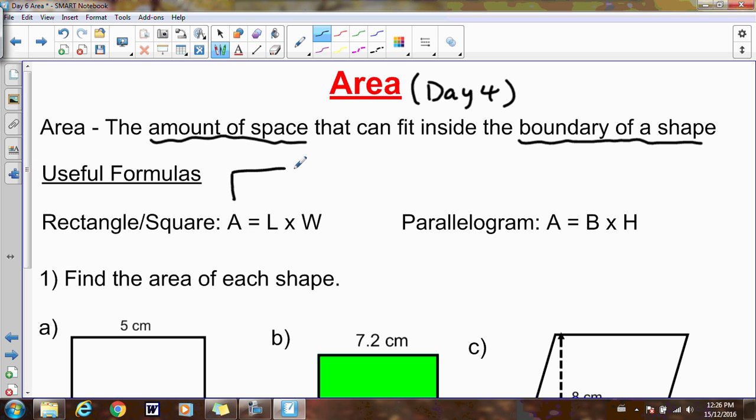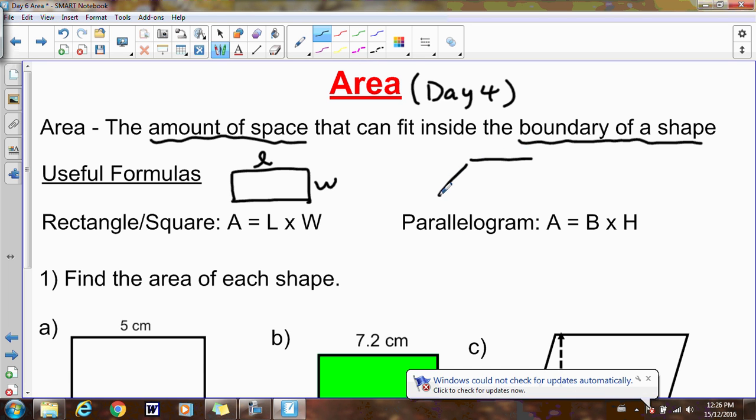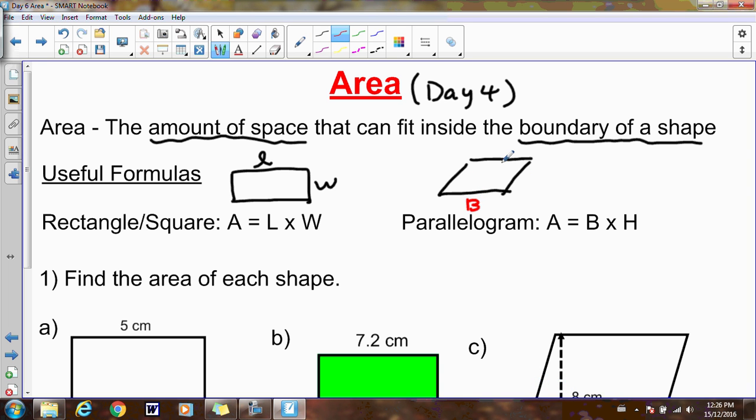The first one you already know is a rectangle. And to find the area of a rectangle, all you have to do is take the length multiplied by the width. The second shape we're going to learn today is called a parallelogram. And the parallelogram has the formula base multiplied by the height. So this B here stands for base, and the H here stands for height.